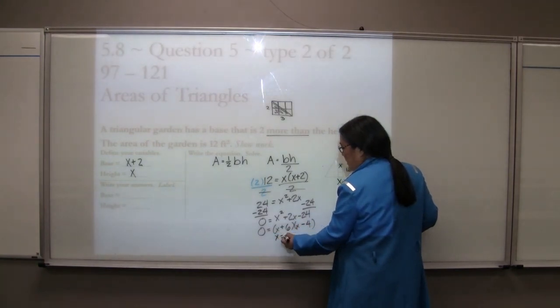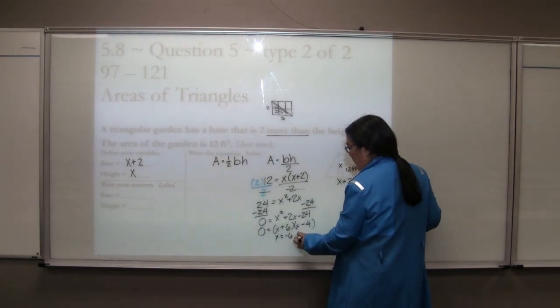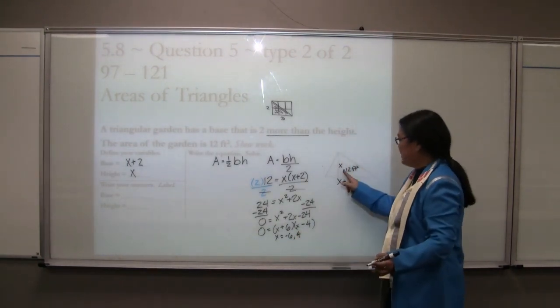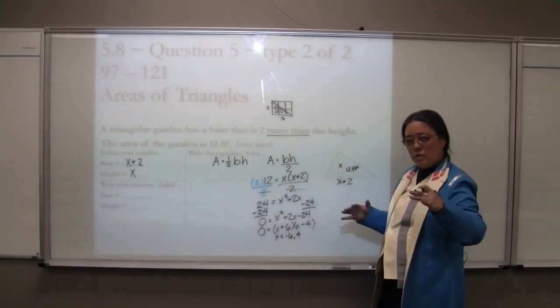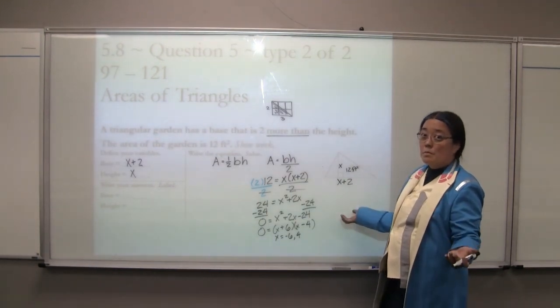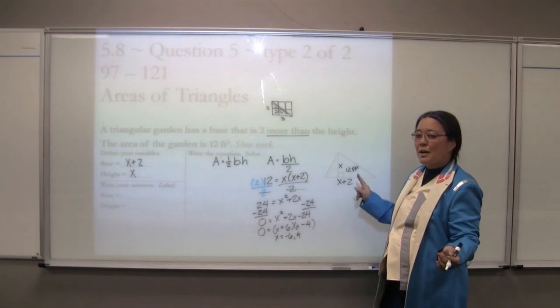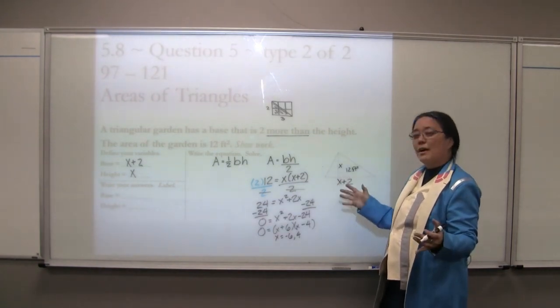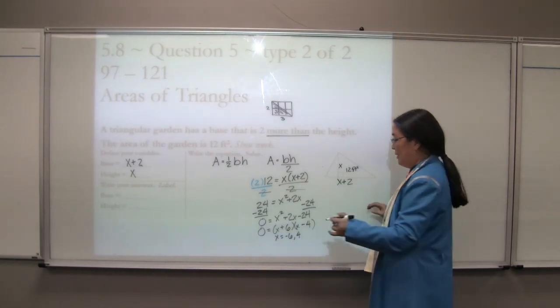I can set each factor equal to 0 and solve it. You'll get x equals negative 6. And you'll get x equals positive 4. Can the height be negative 6? No, it cannot. Now, someone said, hey, do we just cross out the negatives? Not necessarily. We don't cross out the positives necessarily. We always have to check it against this picture to make sure that none of these sides or heights or lengths or widths become 0 or negative.